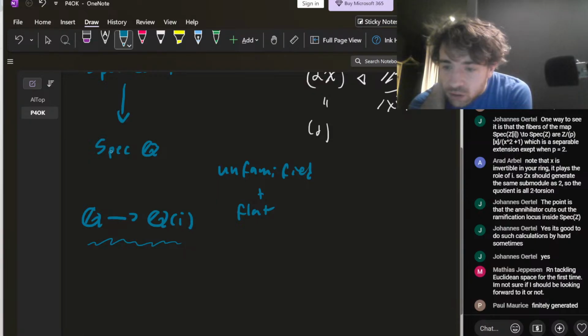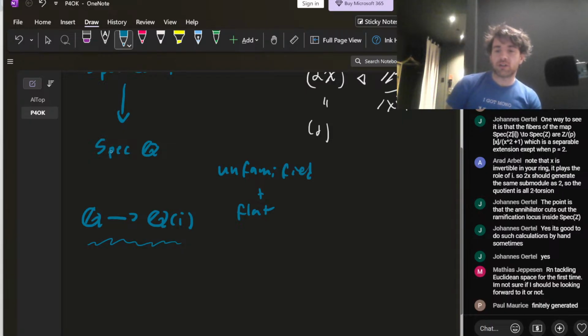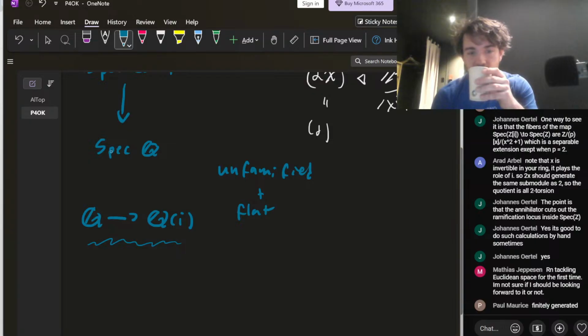Tackling Euclidean space for the first time. Not sure if you should be looking forward to it or not. You should. You should. Yeah. Once you understand Euclidean space, then you can understand differential geometry. So that's very exciting stuff.